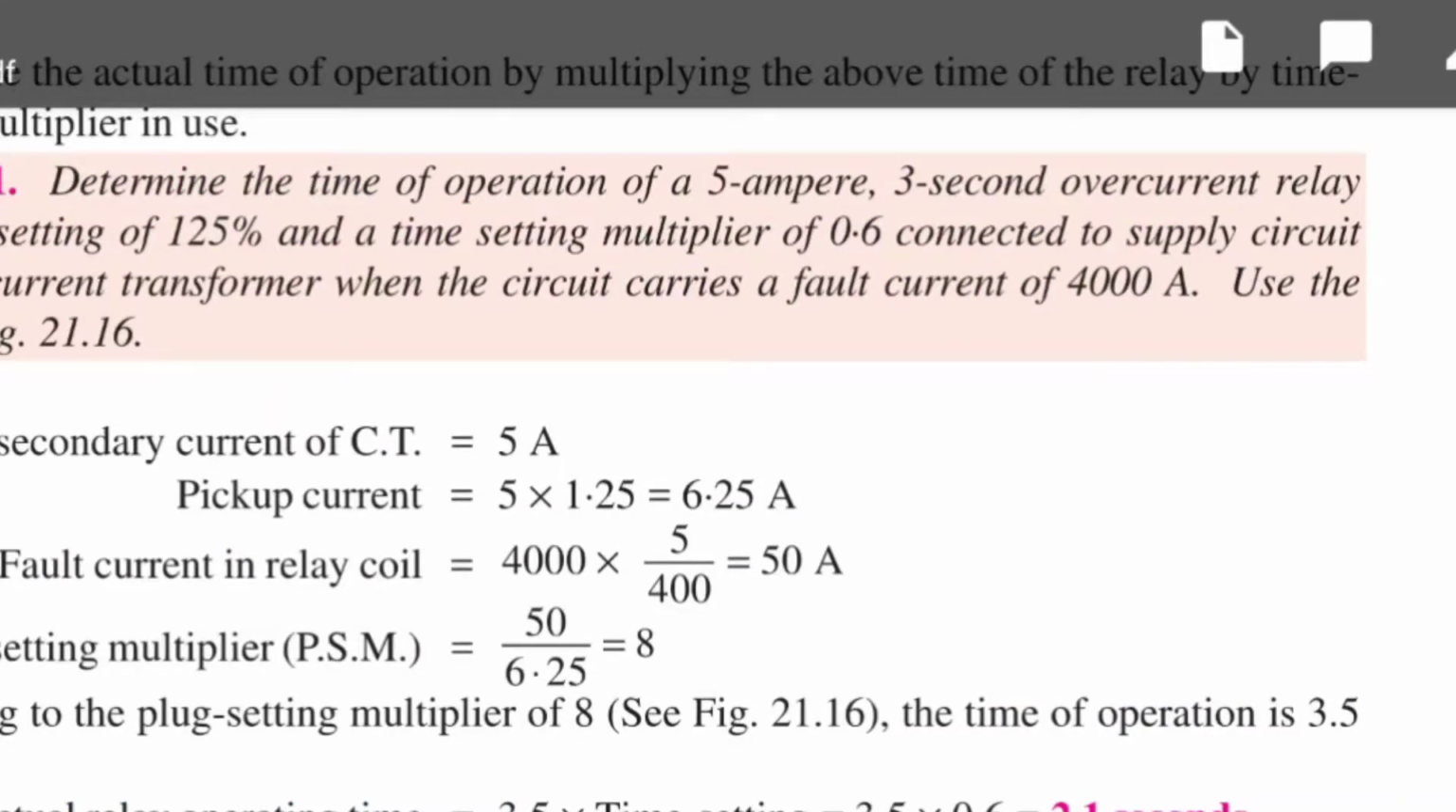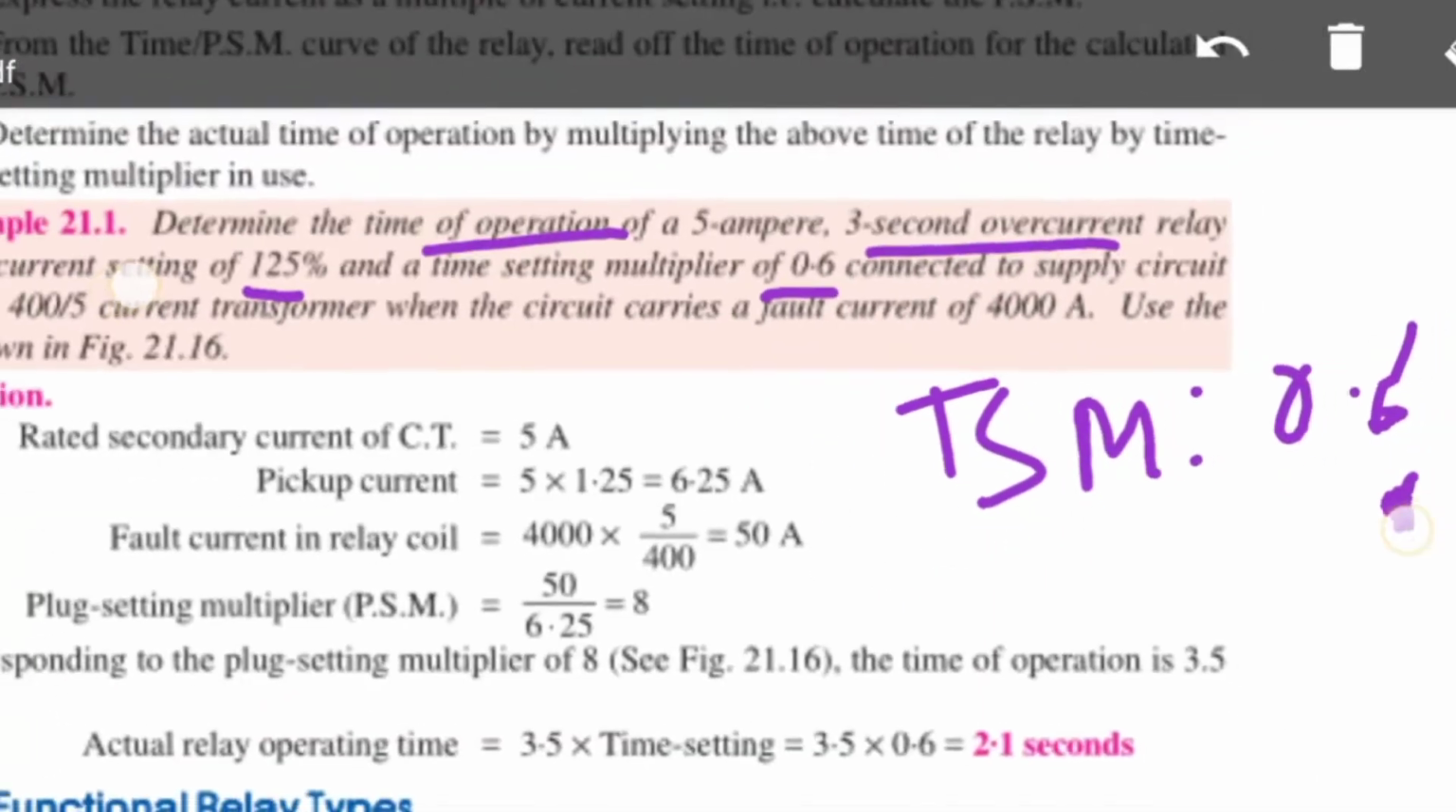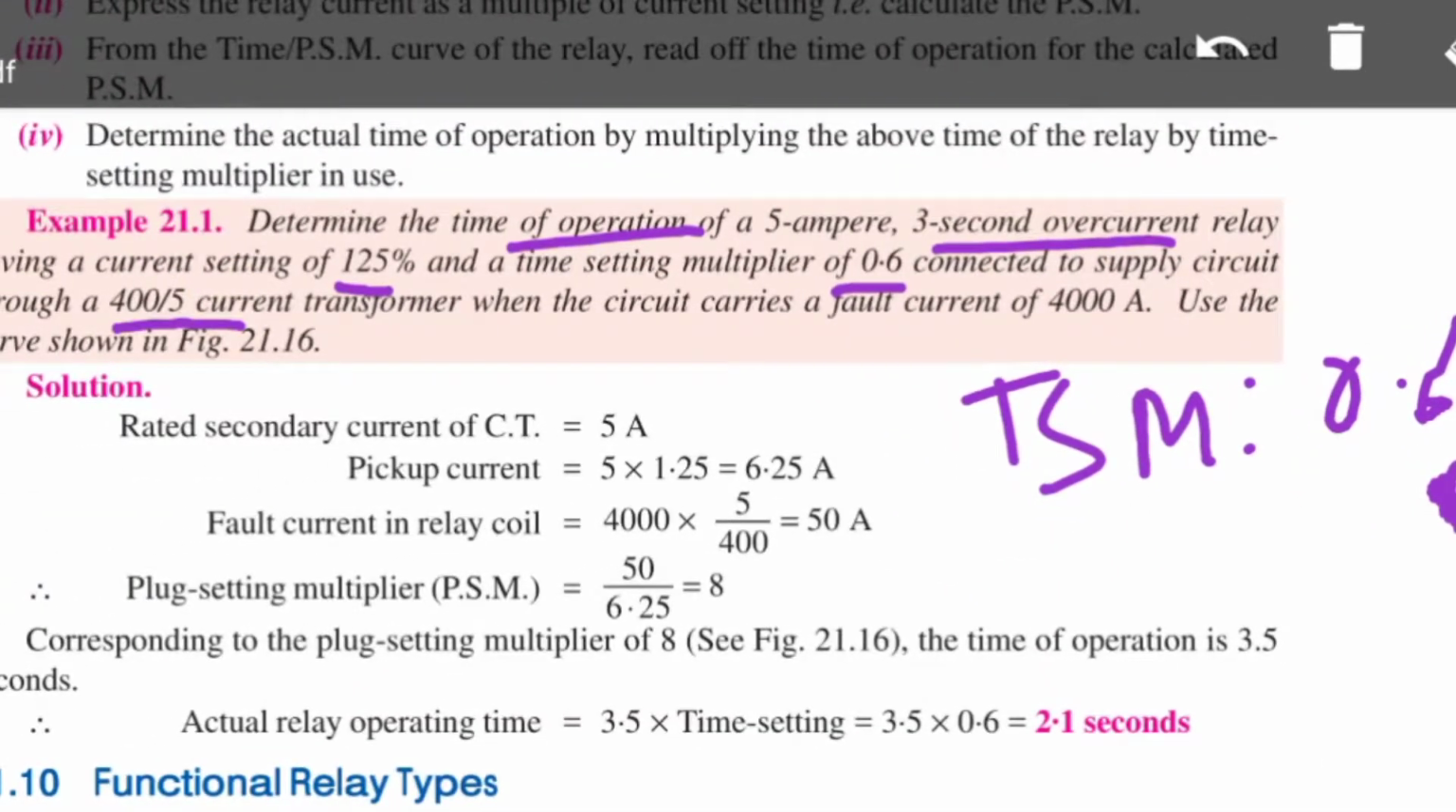Let us consider an example of how to calculate the pickup current and the PSM. Determine the time of operation of a 5 ampere, 3 second overcurrent relay having a current setting of 125% and a time setting multiplier of 0.6, connected to a supply circuit through a 400 by 5 current transformer. When the circuit carries a fault current of 4000 amperes, use the curve shown in the figure given previously. Rated secondary current of the CT is 5 amperes.